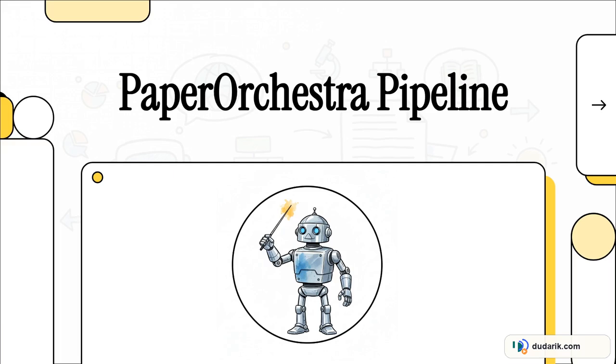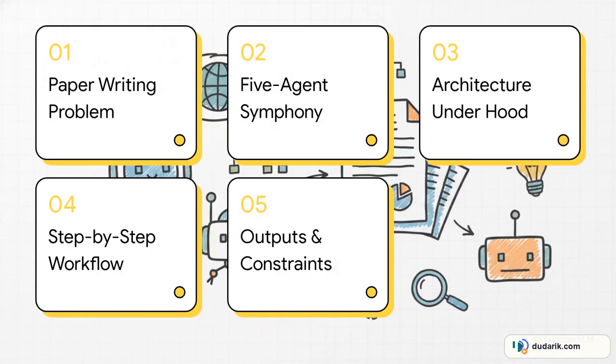submission-ready reality. Okay, let's look at our roadmap for today. We're going to start with the AI paper writing problem, move right into the 5-agent symphony, peek under the hood at the architecture, walk through the step-by-step workflow, and wrap up with final outputs and constraints.